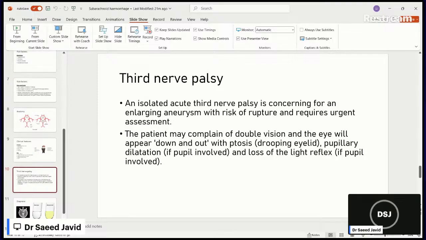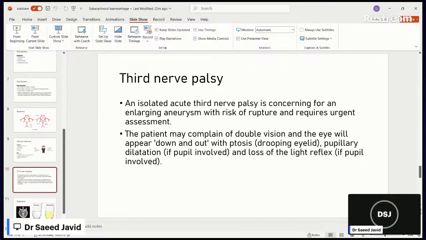So why does a third nerve palsy indicate that this patient might have impending rupture? Well, when you look at the oculomotor nerve, it's all to do with the pupillary involvement. The parasympathetic motor fibers associated with your pupillary light reflex are situated superficially, on the outskirts of the nerve. So the parasympathetics controlling your pupils are located around the outside of the third nerve.